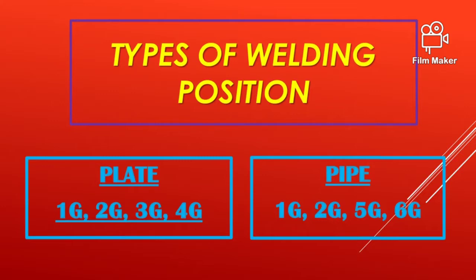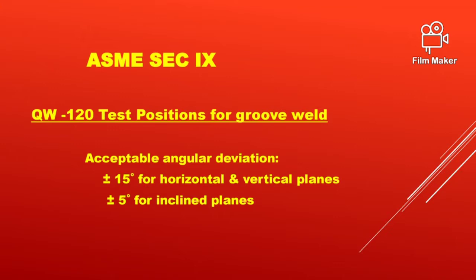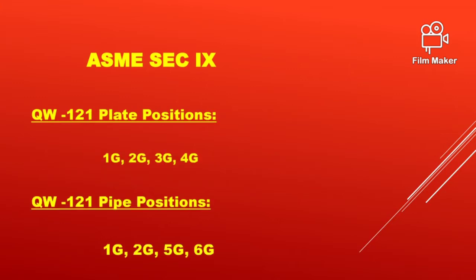Actually, ASME Section 9 gives the different types of welding positions. ASME Section 9 chapter QW120 gives the acceptable angular deviation for different positions. For horizontal and vertical planes, the acceptable angular deviation is plus or minus 15 degrees, and for inclined position, that is plus or minus 5 degrees. Next, chapter QW121 gives the different positions for plate and pipe. The plate positions are 1G, 2G, 3G, and 4G, and different positions for pipes are 1G, 2G, 5G, and 6G.